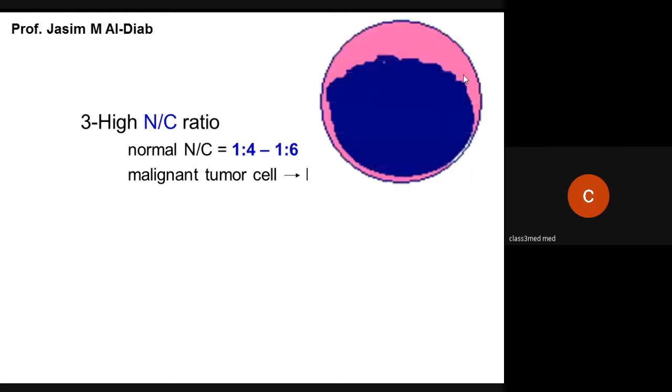And this is the picture of the high nucleocytoplasmic ratio, NC ratio. This is an important histological, pathological criterion of malignant tumors.